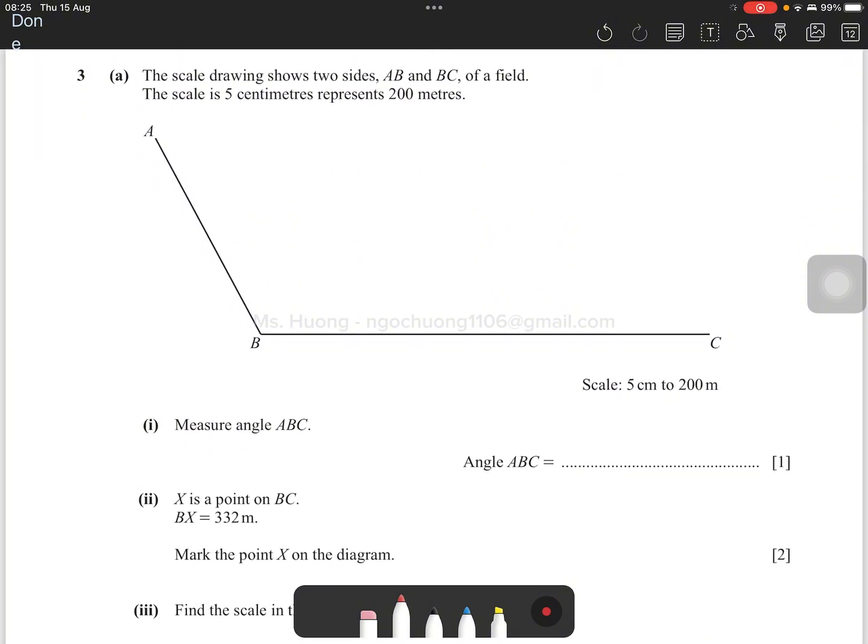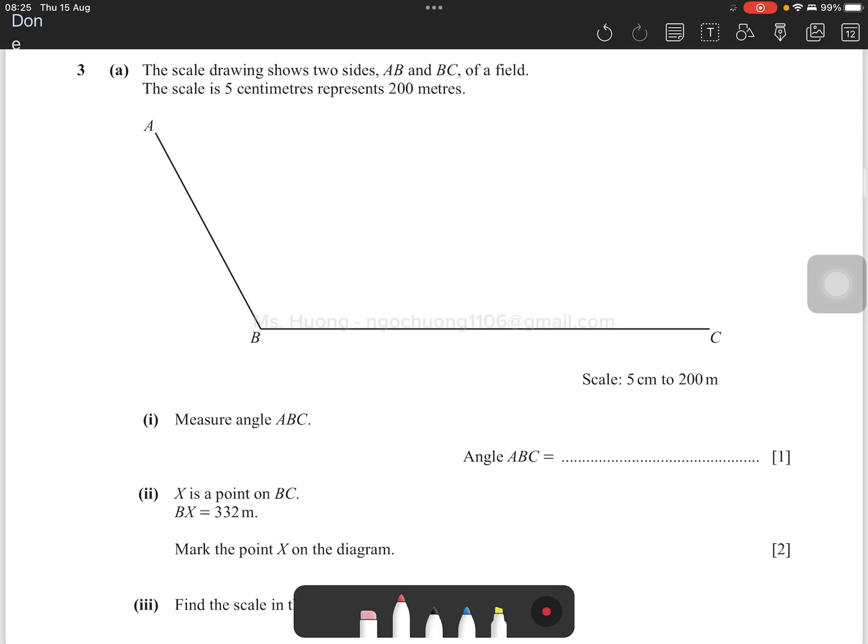Question 3. A. The scale drawing shows two sides, AB and BC, of a field. The scale is 5 centimeters represents 200 meters. 1. Measure the angle ABC. You can use your protractor to measure the angle ABC. In this case, it is 118 degrees.